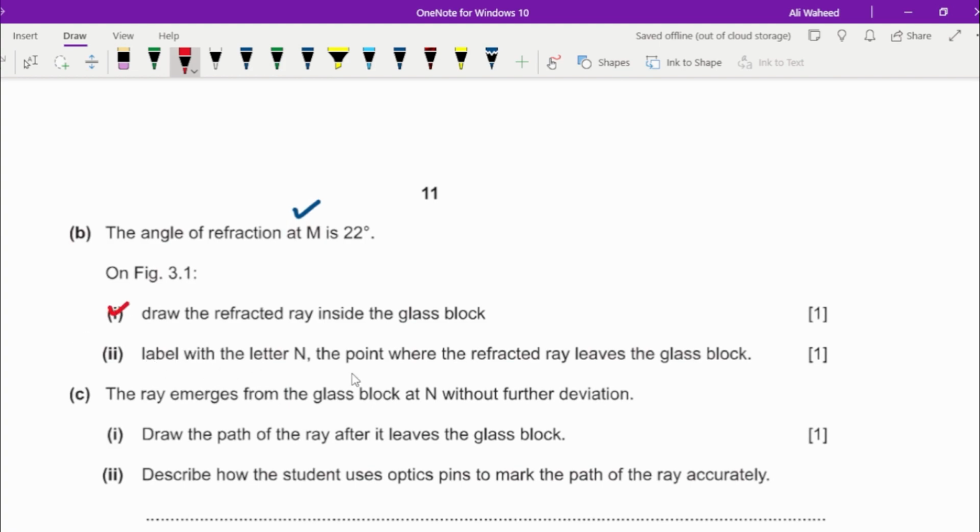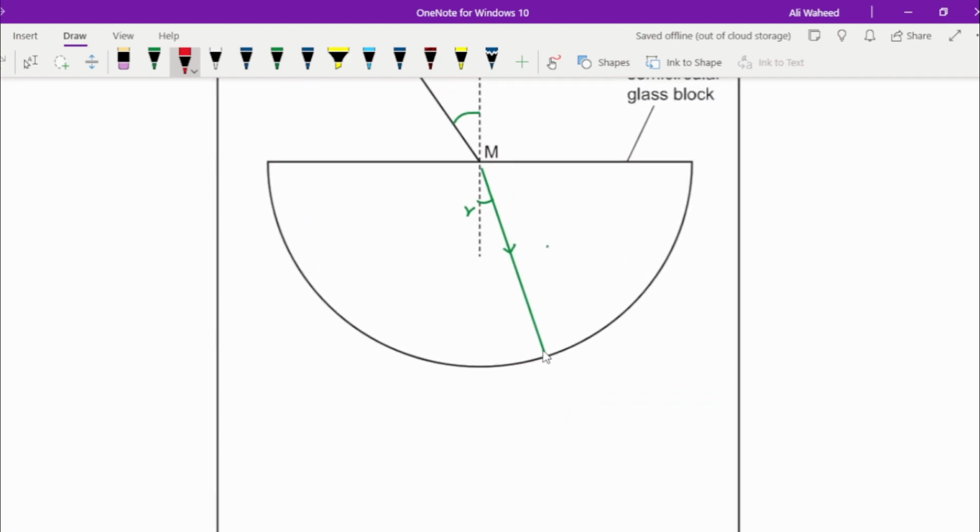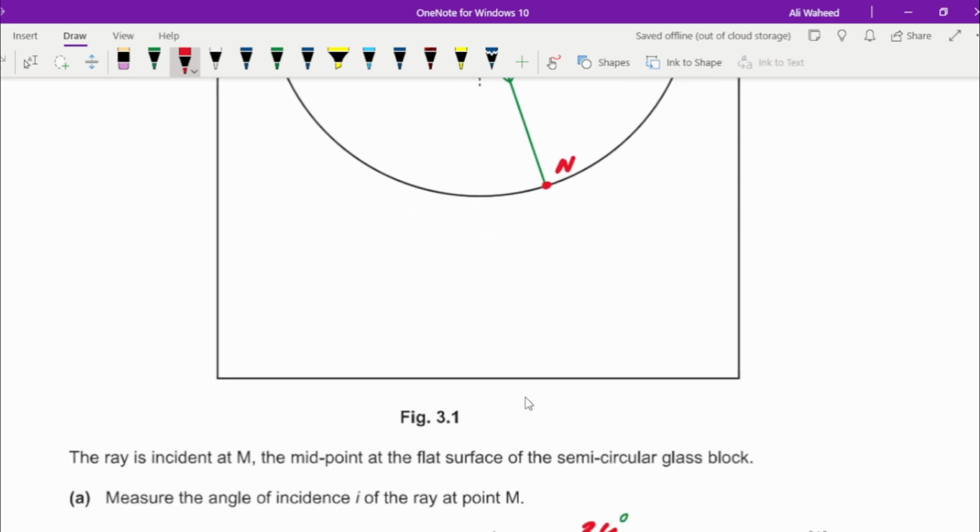Label with the letter N the point where the refracted ray leaves the glass block. So it leaves the glass block at this point. And by the way, I've not extended this line over here because we don't know if it should be bending away or it should be emerging out straight, because it might be emerging out straight if this angle is 90 degrees. Otherwise, it would be bending away from the normal. So we can't say anything right now.